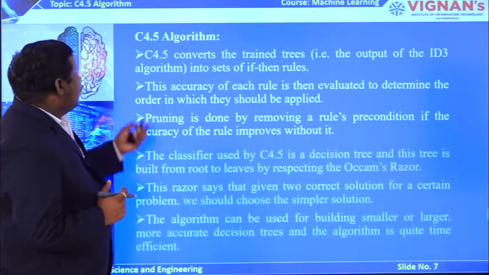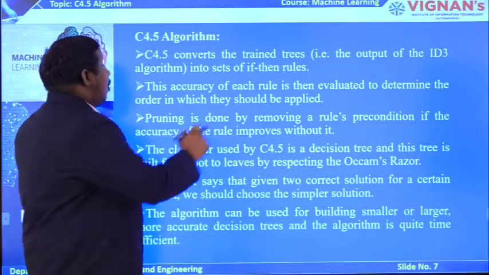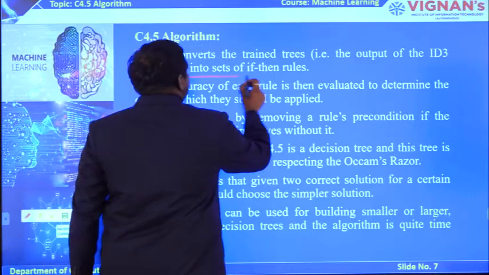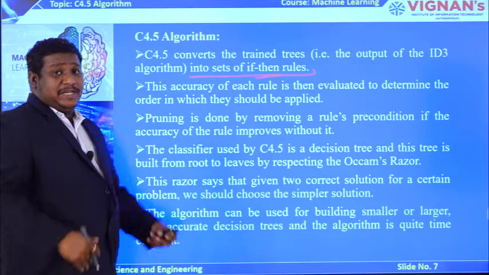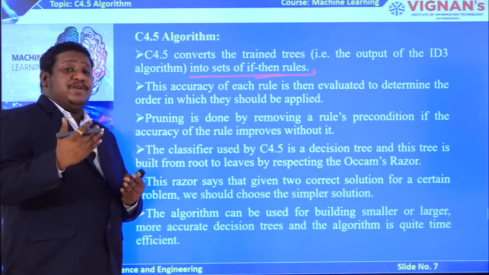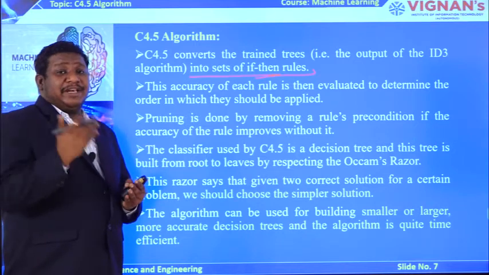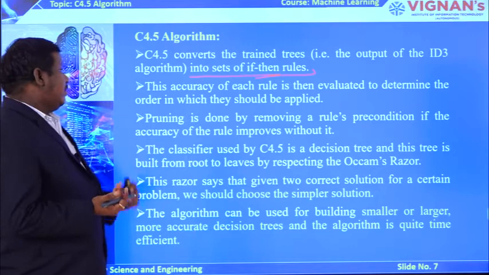See, C4.5 converts the trained trees, that is the output of the ID3 algorithm, into sets of if-then rules. Basically, whatever decisions are developed by the ID3 algorithm, C4.5 goes to the next level by generating the if-then rules. That is the phase of this C4.5 algorithm.